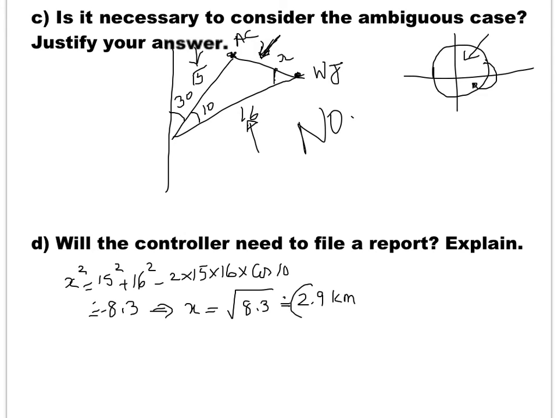Since the distance between them is 2.9 and this is greater than 2 kilometers, this means that the controller does not need to file a report.